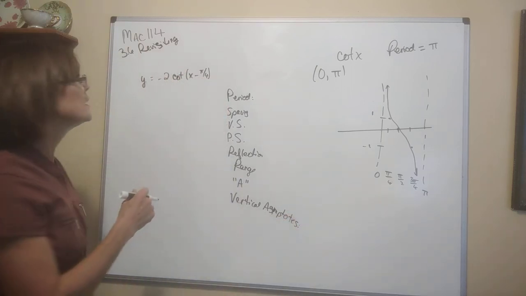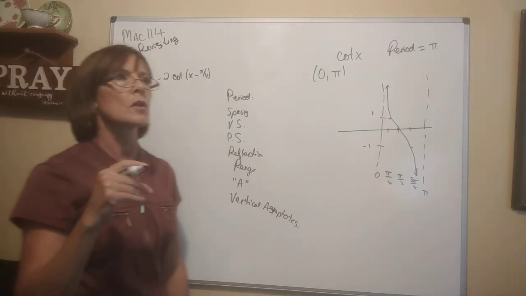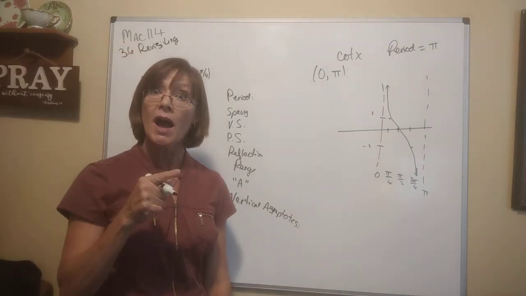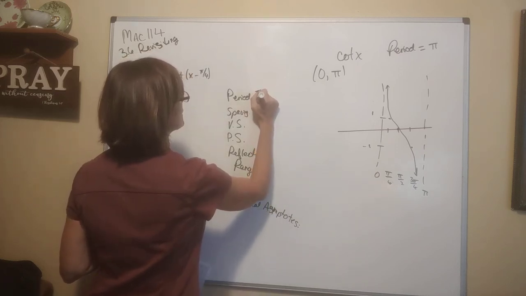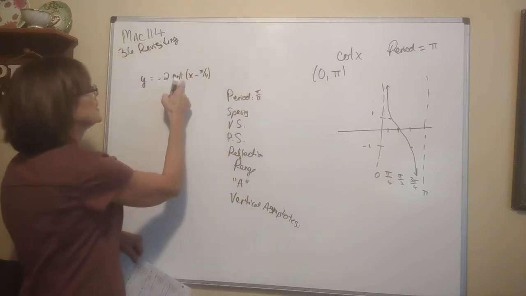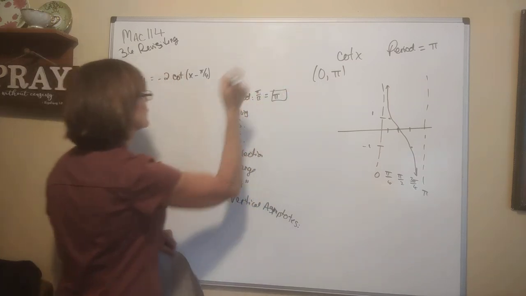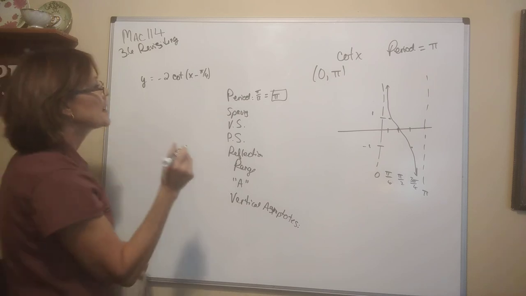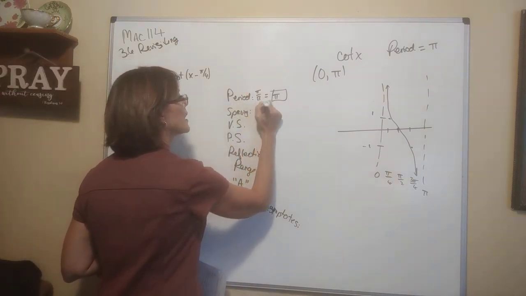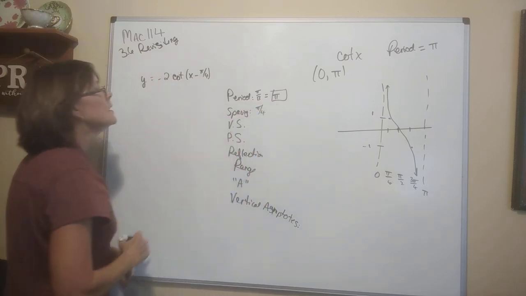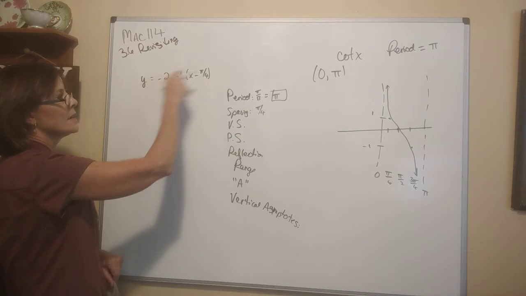All right, well, the period, it's cotangent, so it's pi over B. But what is B? B is 1. So our period is just pi for this graph. Okay, cool. What is the spacing? The spacing is always the period divided by 4. So the spacing is pi over 4. Okay. Is there a vertical shift? Do I see a plus or a minus k? No.